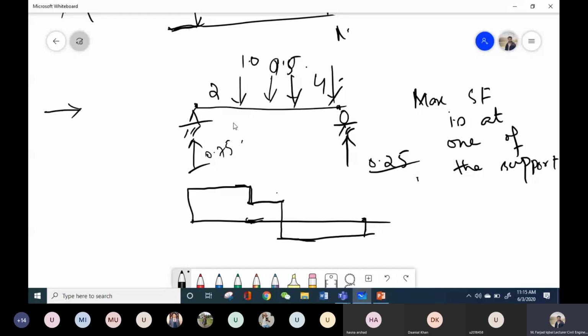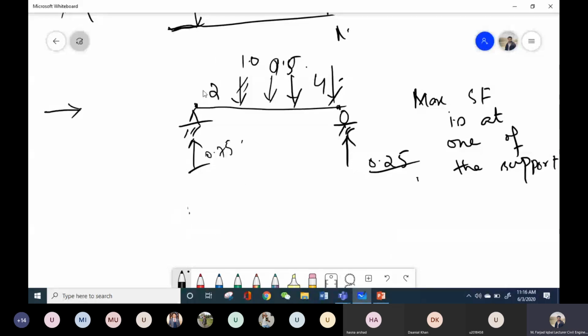Now you can do the trial and error procedure, and you can see that wherever you place the point load, you will get the maximum value at either the left support or the right support. So let's say now we have this beam and we have figured out that my maximum shear force is at the left point, and again I will plot the influence line diagram for this point. And what will be the diagram? It will be something like this.